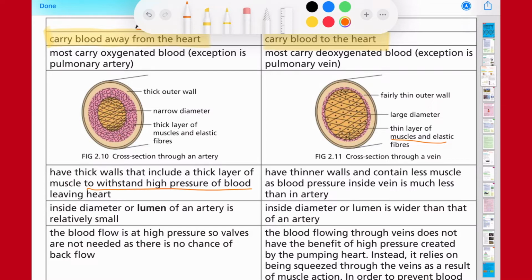Veins have thinner walls and they contain much less muscle, as the blood pressure inside a vein is much less as opposed to an artery. The inside diameter or lumen is much wider than that of an artery. Again, because the blood passes through at less pressure, you need a wide enough region for the blood to be able to flow quickly.